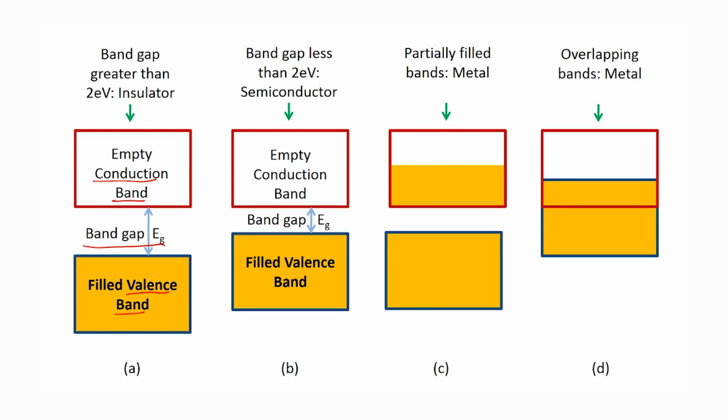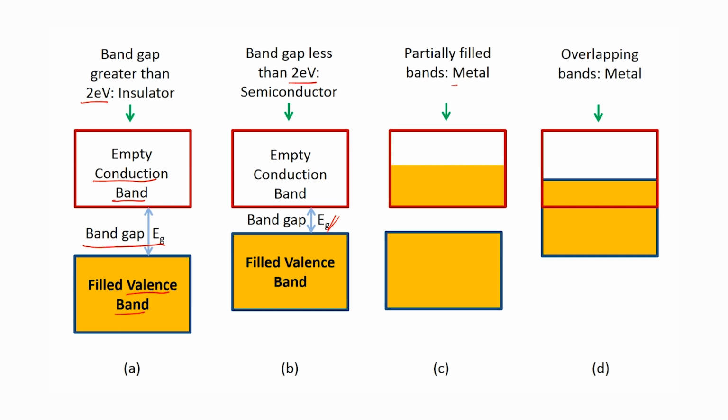The real difference between the insulator and the semiconductor is in the value of this band gap Eg. If the band gap is less than 2 electron volts, it gets referred to as a semiconductor, and if it is greater than 2 electron volts, it gets referred to as an insulator. This is not a very hard and fast rule, but it is a guideline that is used. So, roughly 2 electron volts is the cutoff.